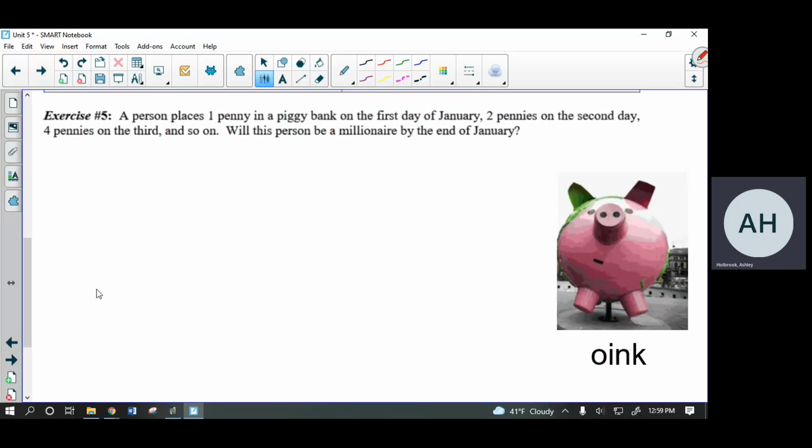Like it says. Will this person be a millionaire by the end of January? Probably not. He's just putting pennies in this piggy bank. But we have to answer the question, so we have to figure it out.